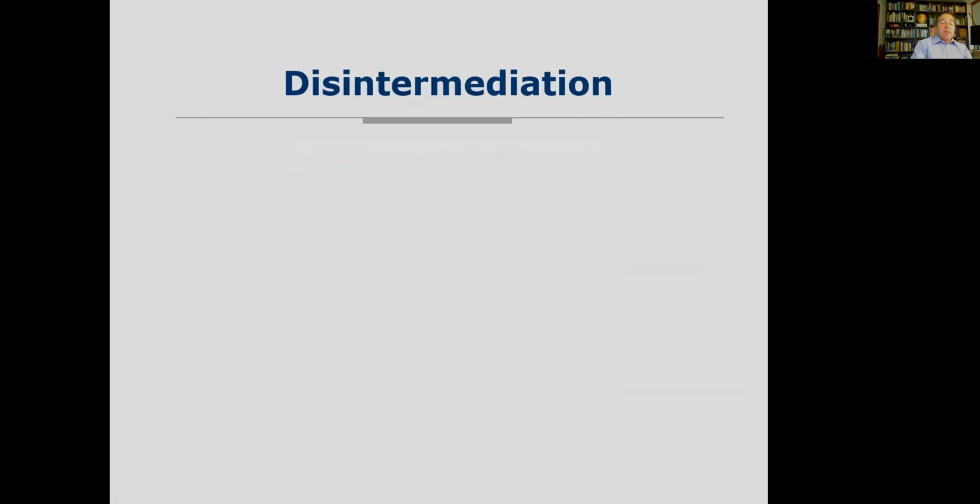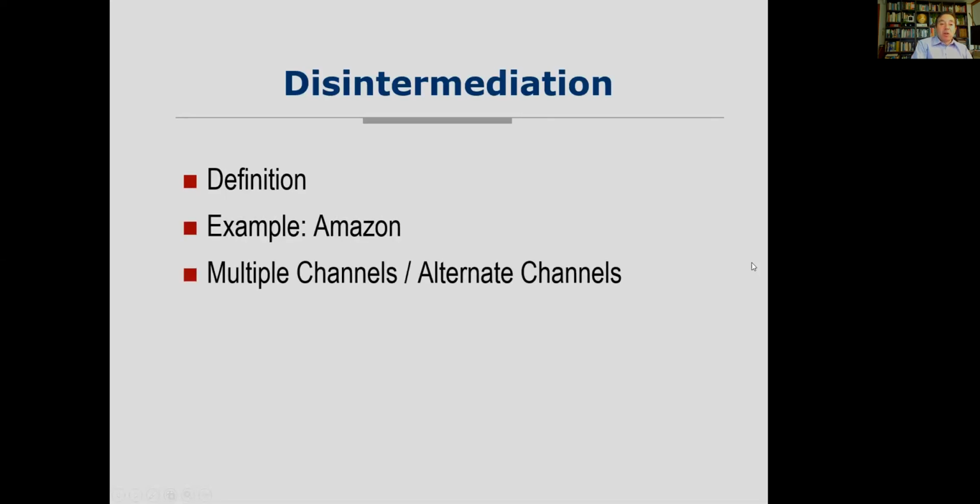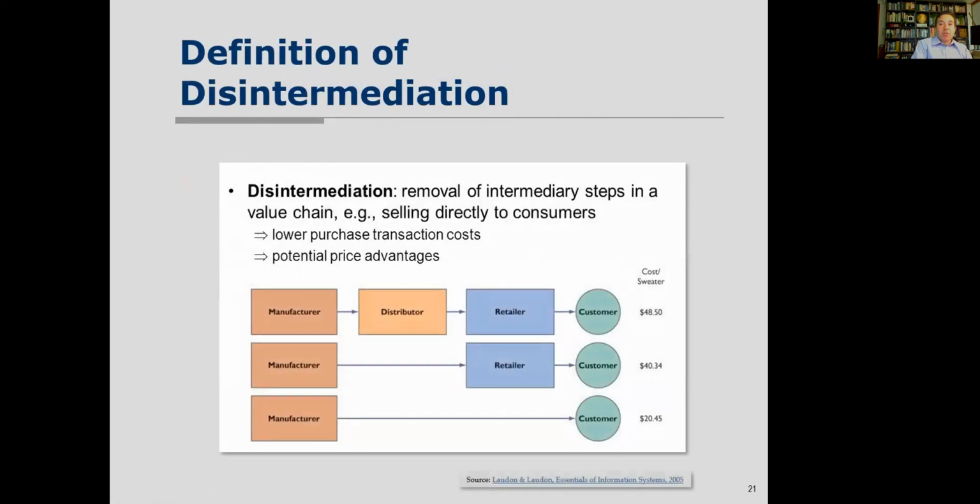So we mentioned the intermediaries, and they can serve a very important role, and companies would prefer to have those intermediaries, but there is a very important process of disintermediation. We'll give some examples of that, and then we'll talk about multiple channels and alternate channels. So what is disintermediation? It's the removal of intermediary steps that we described, such as the wholesaler, the broker, the agent, the retailer, in a value chain, and to achieve more direct selling to consumers.